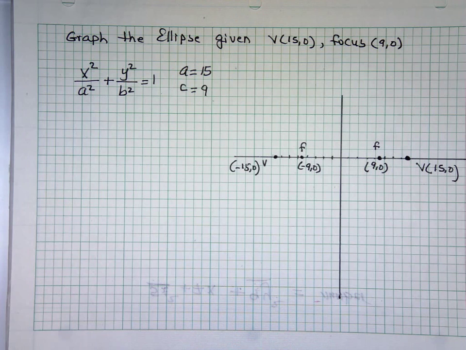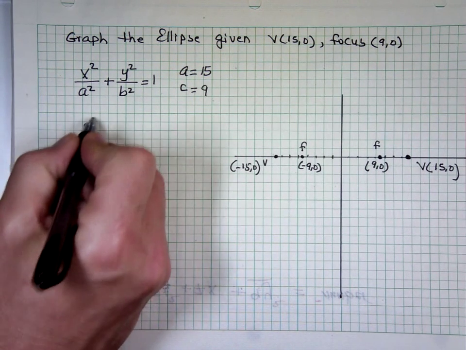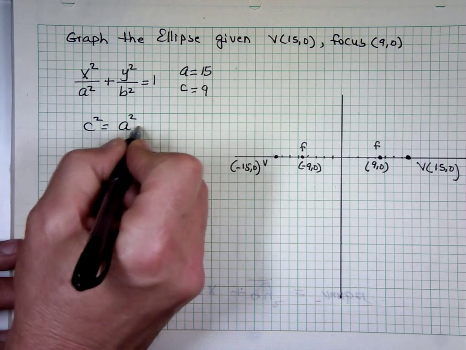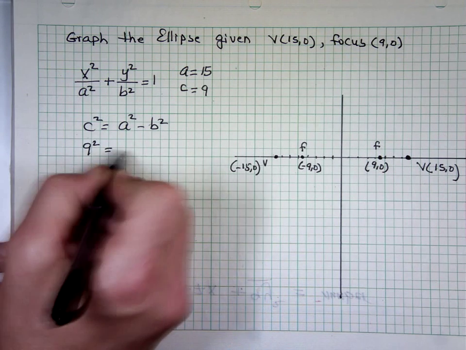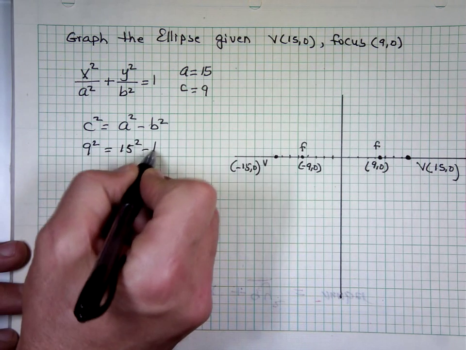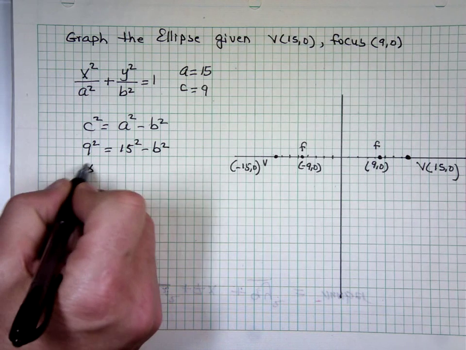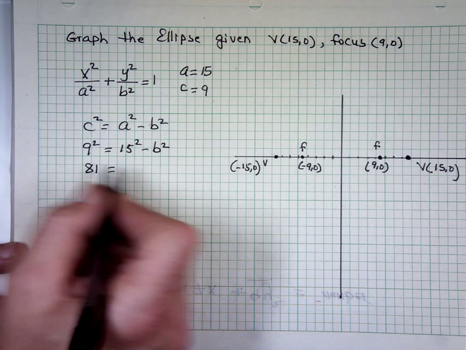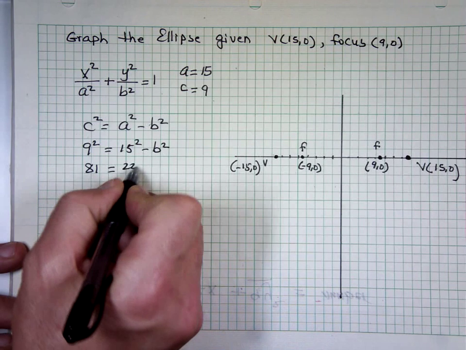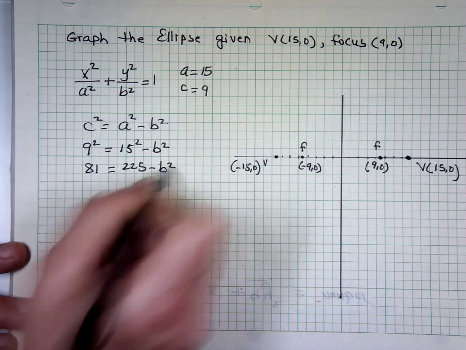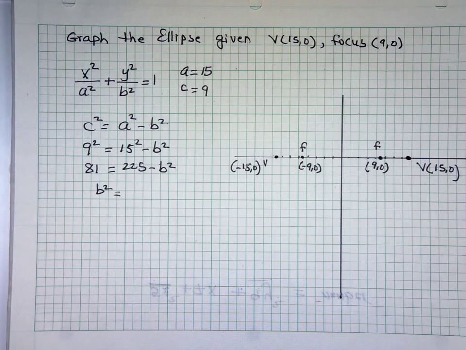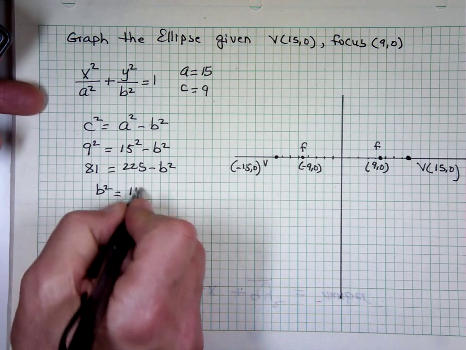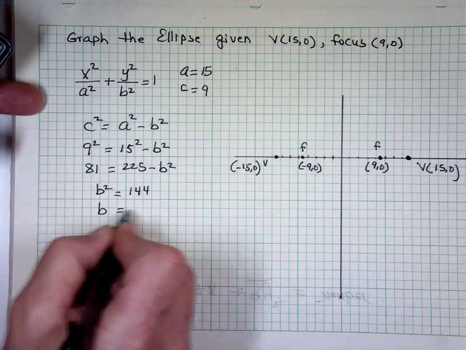If you know that, can you find B now? C squared equals A squared minus B squared. 9 squared equals 15 squared minus B squared. 81 equals, is that 225? B squared will be 225 minus 81, 144, which means B will be plus or minus 12.